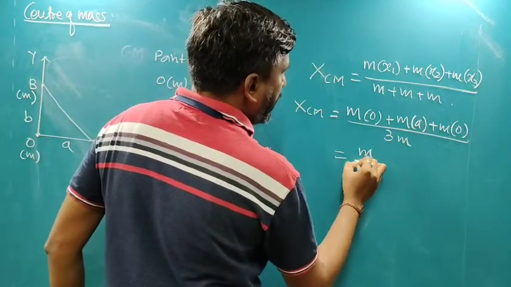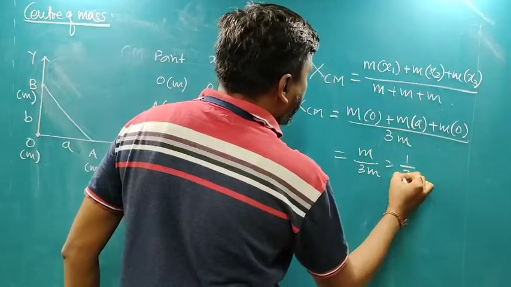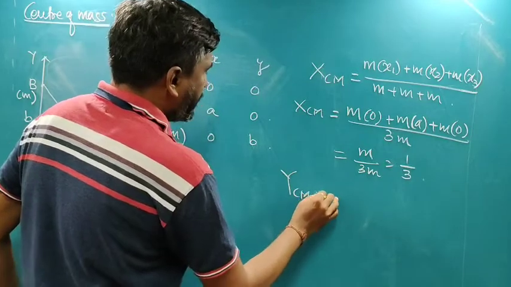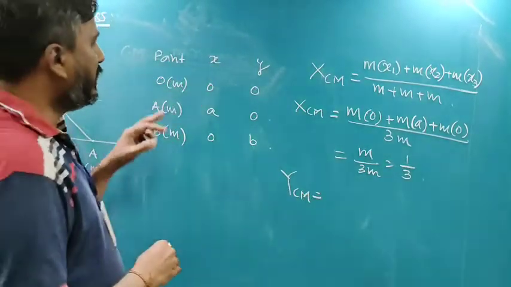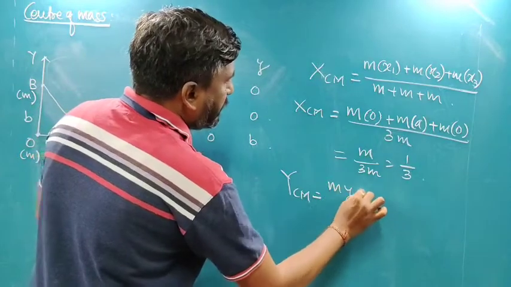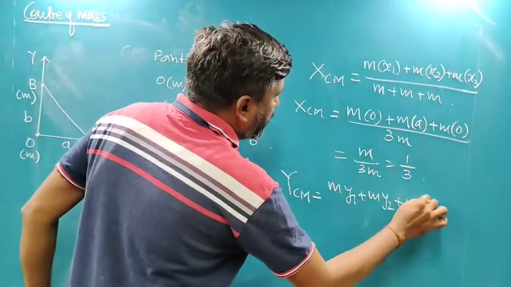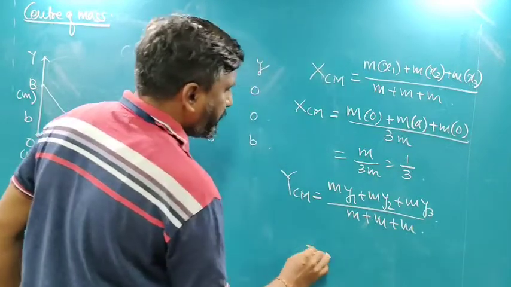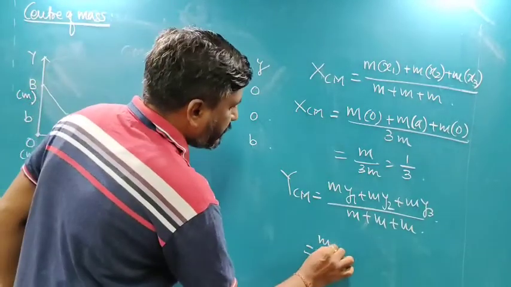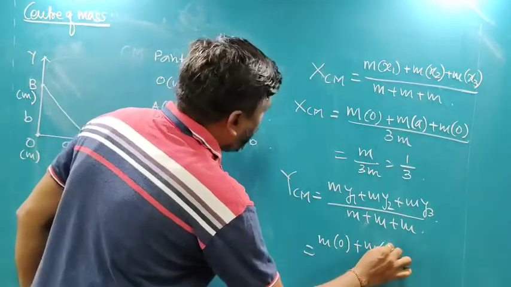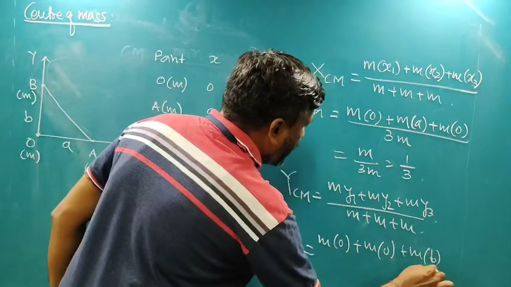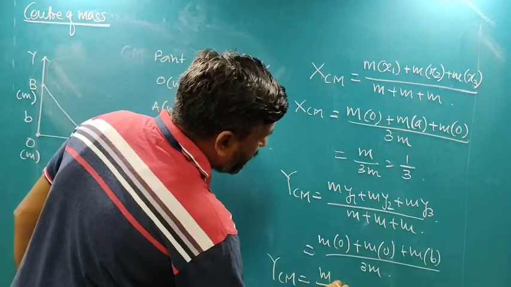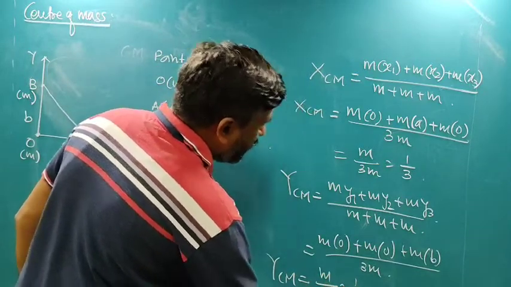So we are getting m divided by 3m, that is 1 by 3. And if you want the same along the y-axis, the center of mass is very simple: m into y1 plus m into y2 plus m into y3, divided by m plus m plus m, that is the sum of all masses. Then m as it is, y1 is 0, m, y2 is 0, m, y3 is b, divided by 3m. So ycm equals m divided by 3m, that is 1 upon 3.